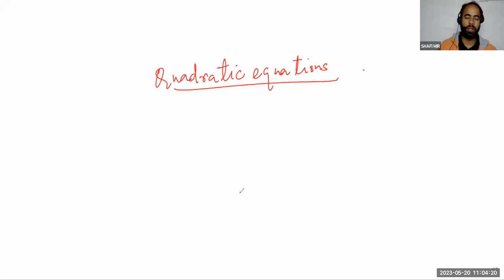Okay, so let us start today's session. The topic for today's session is very interesting. It's quadratic equations. This is a very beautiful topic, and it's easy. You will score full on full from this topic. So what are quadratic equations?